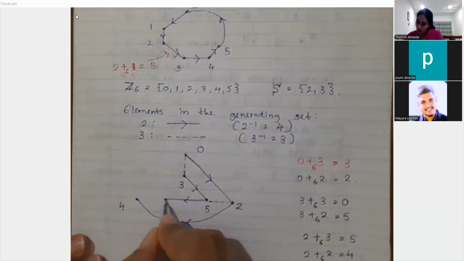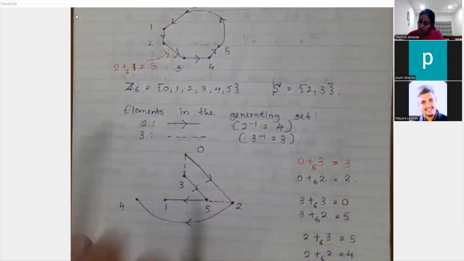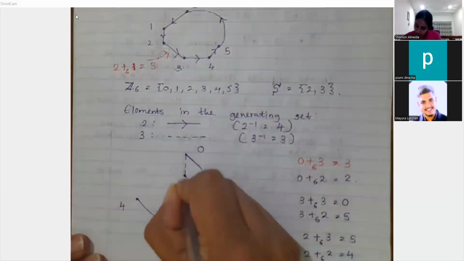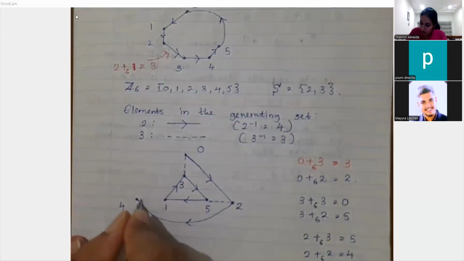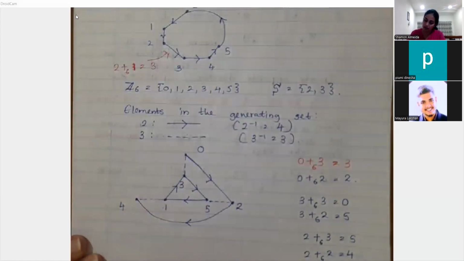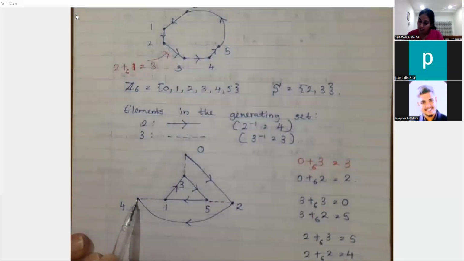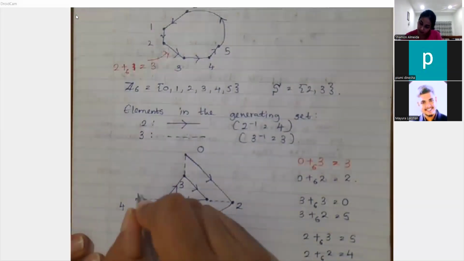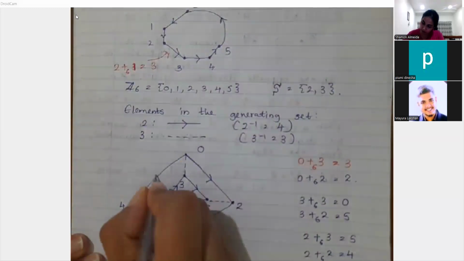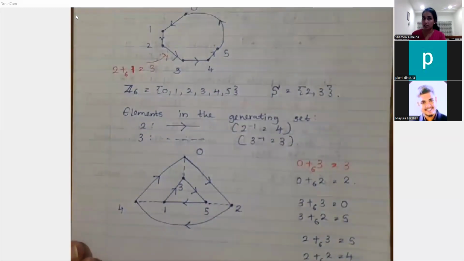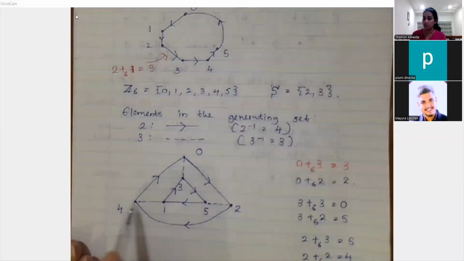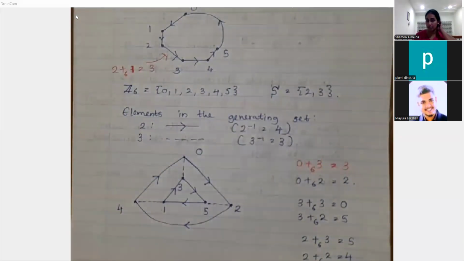Right, now let's go to 1. 1 plus 2 is 3. So from here, we have this direct connection to 3. 1 plus 3 is 4. So we have this line segment, dotted line. Then we see for 4, 4 plus 2 is 6. So it's directly connected to 0. 4 plus 3 is 7. Divide by 6, take the remainder. You have 1, which is what is denoted by this dotted line segment.